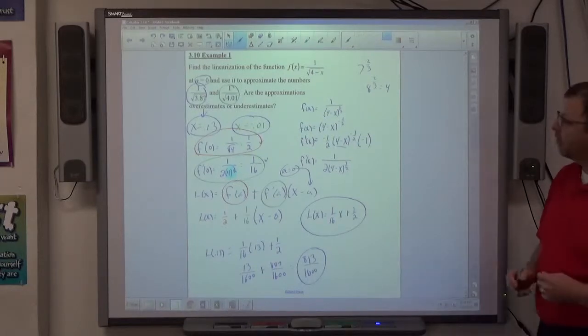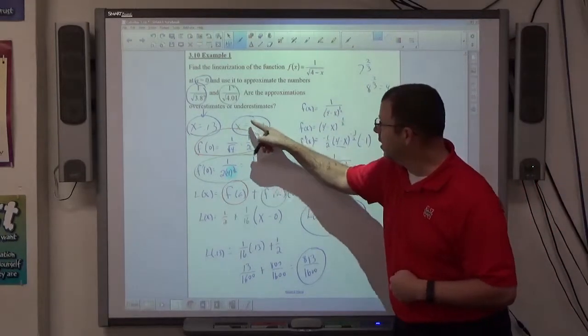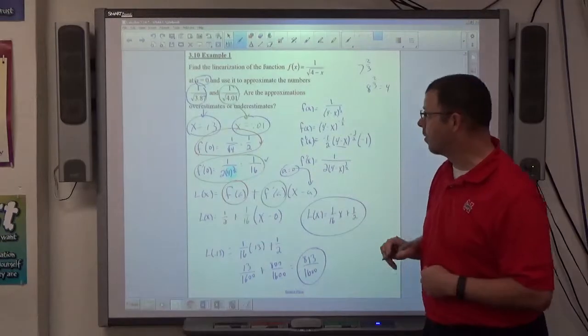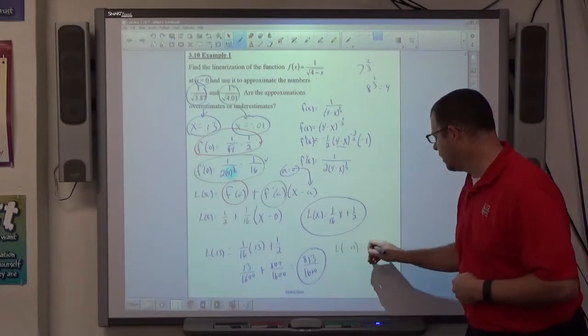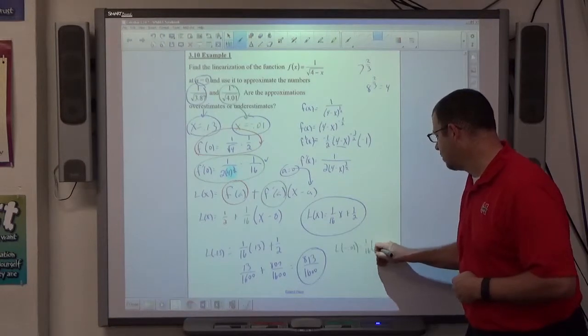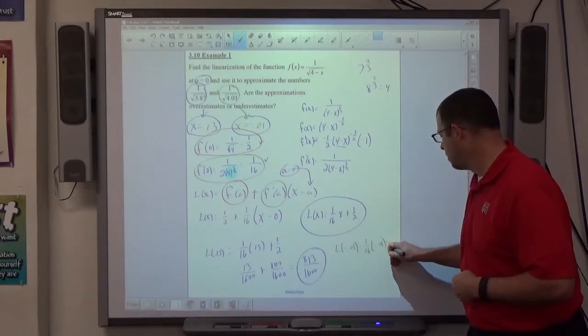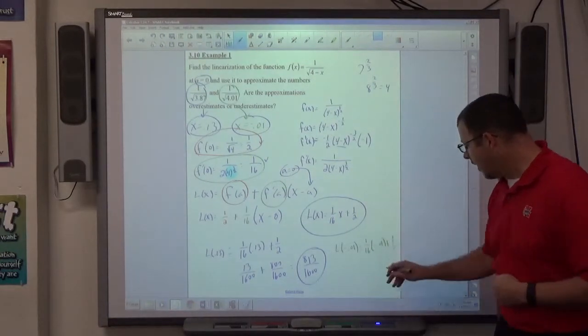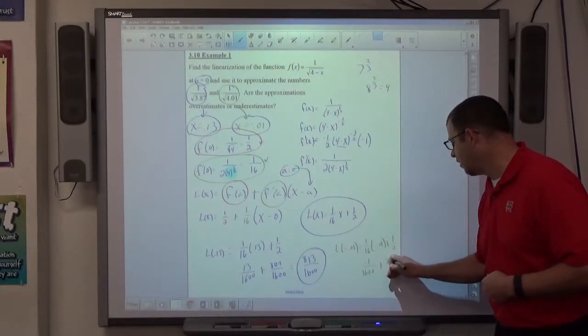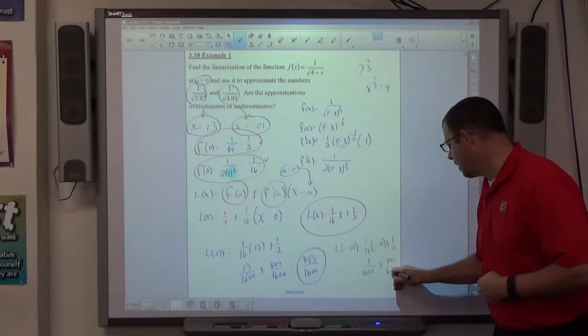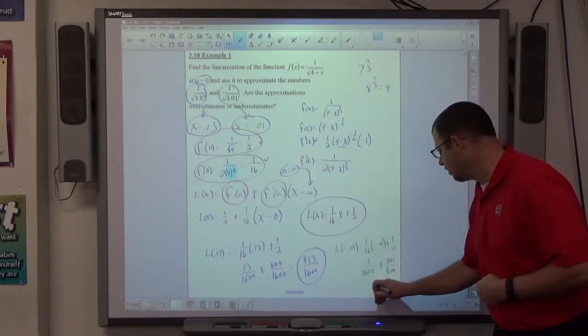If we look at L of -0.01, so I'm approximating 1 over the square root of 4.01, L of -0.01 is going to be 1/16 times -0.01 plus 1/2. That's going to be -1 over 1600. This is 800 over 1600. That makes 799 1600ths.